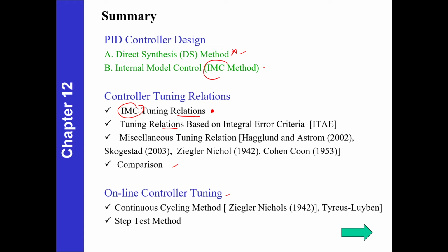Remember what is PID tuning? What is tuning? Tuning is to find the best value of Kc, tau I, tau D based on that particular system. That value might not be the same, but it's really specific for the specific case. That is tuning, meaning to say to find the best value of Kc, tau I, and tau D.